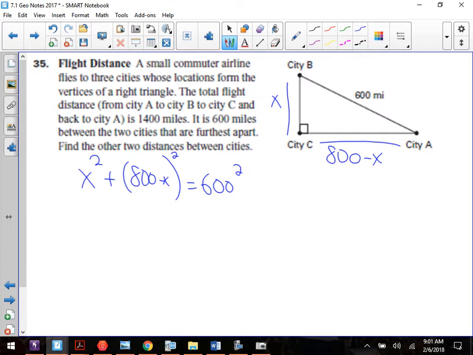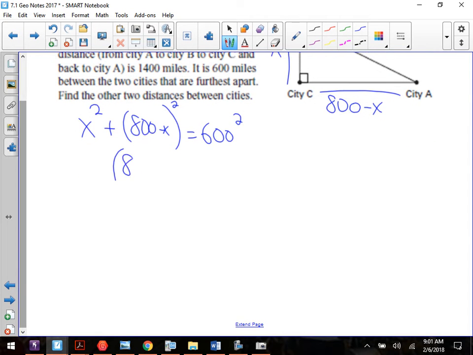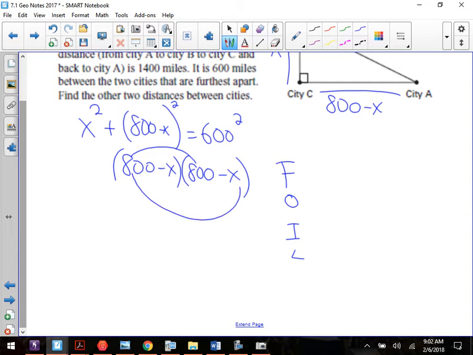Now, when you have what's called a binomial squared, that means it's junk squared. That means it's junk times junk. And you have to FOIL this. Remember that? FOILing? You do your first, outside, inside, last. And it's really a binomial.